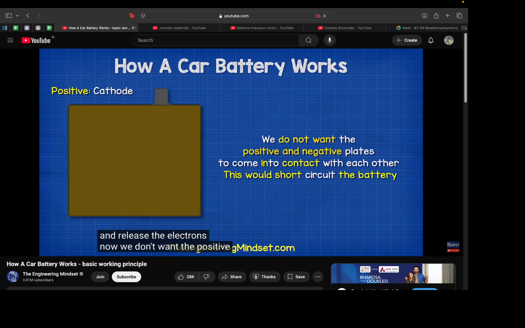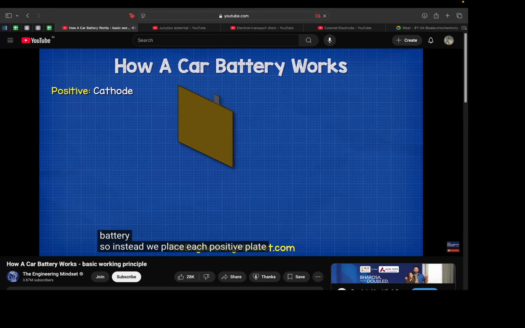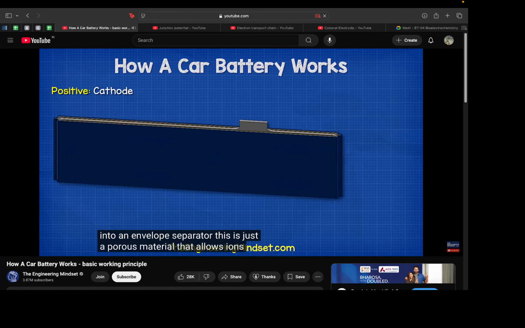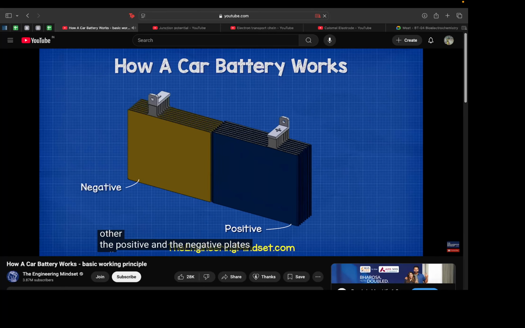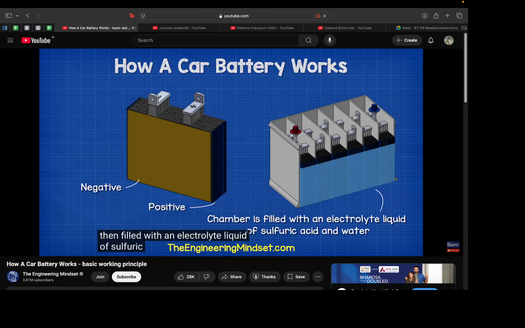Now, we don't want the positive and the negative plates to come into direct contact with each other, because this would short-circuit the battery. So, instead, we place each positive plate into an envelope separator. This is just a porous material that allows ions to flow through it without the materials coming into direct contact with each other. The positive and the negative plates will sit between each other with a small gap in between each plate. The chamber is then filled with an electrolyte liquid of sulfuric acid and water. Hence, the battery is called a lead-acid battery.